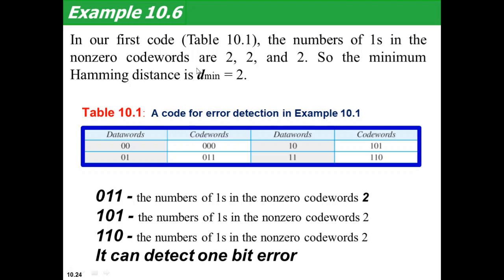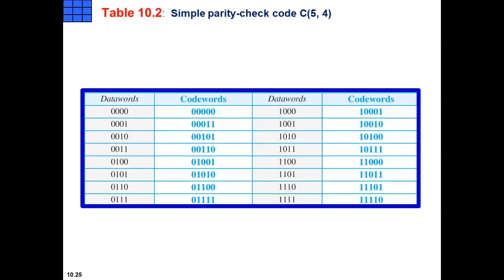How do we decide? Based upon the dmin value. If dmin value is 5, how many bit changes can it detect? Dmin is 5, means 5 minus 1 is 4. So if 4 bit changes or 3 bit changes or 2 bit changes or 1 bit changes, it will be able to find it out. But if 5 bits change, it cannot detect. If 6 bits change, it cannot detect. So based upon the dmin value, you can say what is the capability of the system.